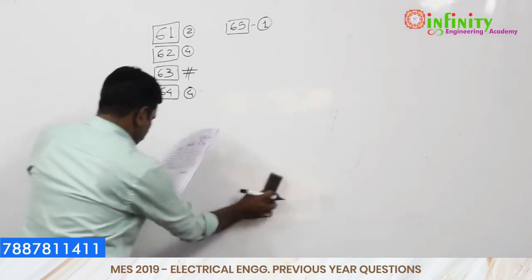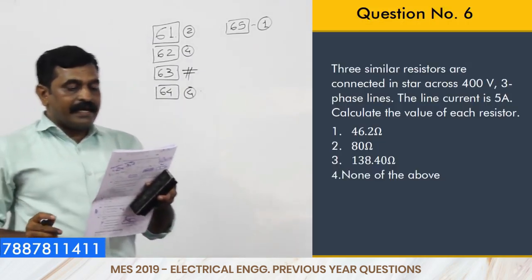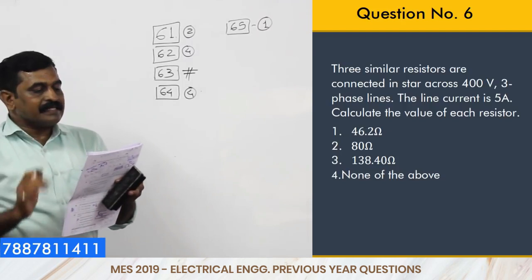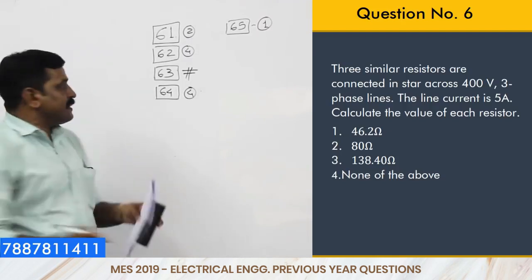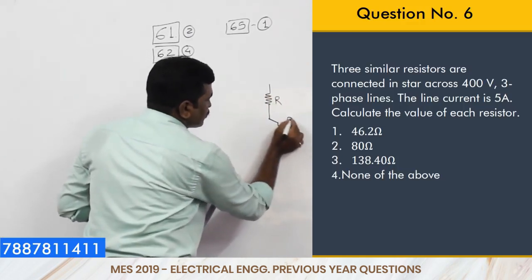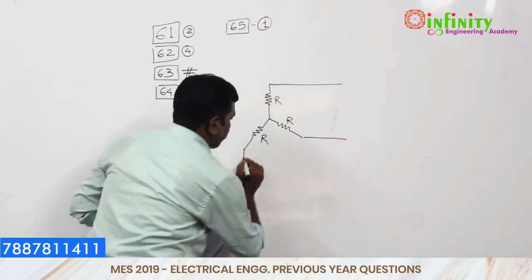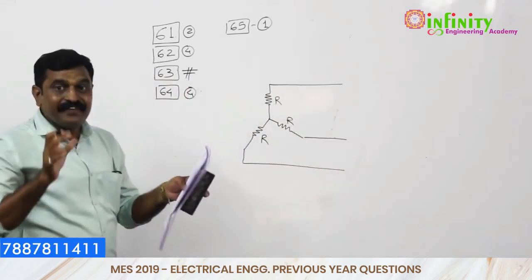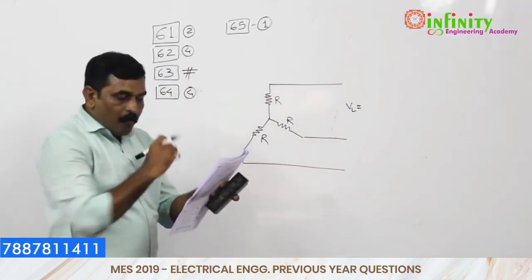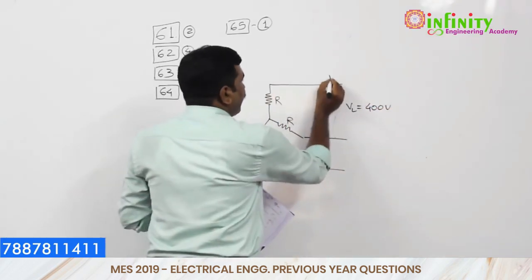Next question, that is question number 66. Three similar resistors are connected in star across 400 volt three-phase lines. The line current is 5 ampere. Calculate the value of each resistor. So the structure is like this. Three same value resistors R and R are connected across a three-phase supply, and voltage is given, that means VL is given. So this is a line voltage. How much line voltage is given? Line voltage is 400 volts. So definitely line current is there.